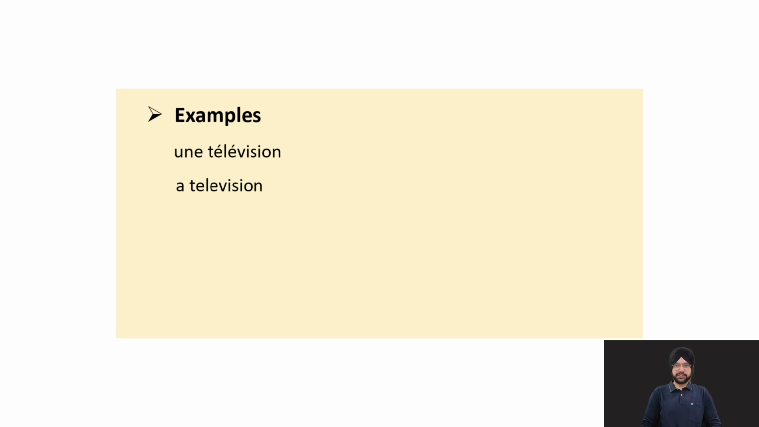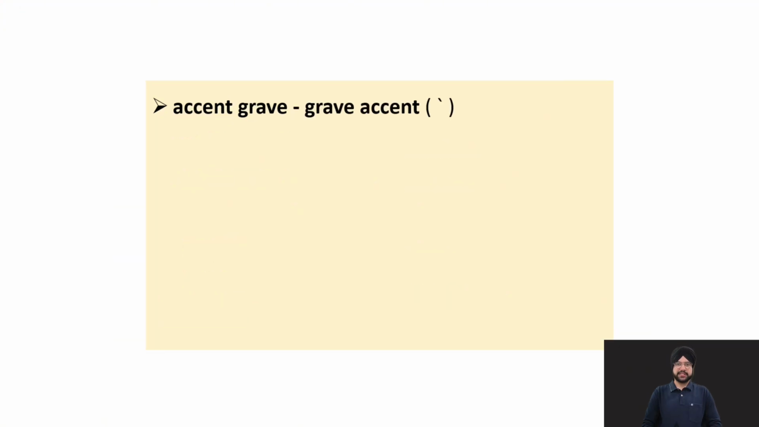which means a television. Une école, a school. Both of these are feminine nouns. Not only nouns, the accent aigu is seen in many verbs, such as écouter, which means to listen. Another verb is écrire, which means to write. Écrire.